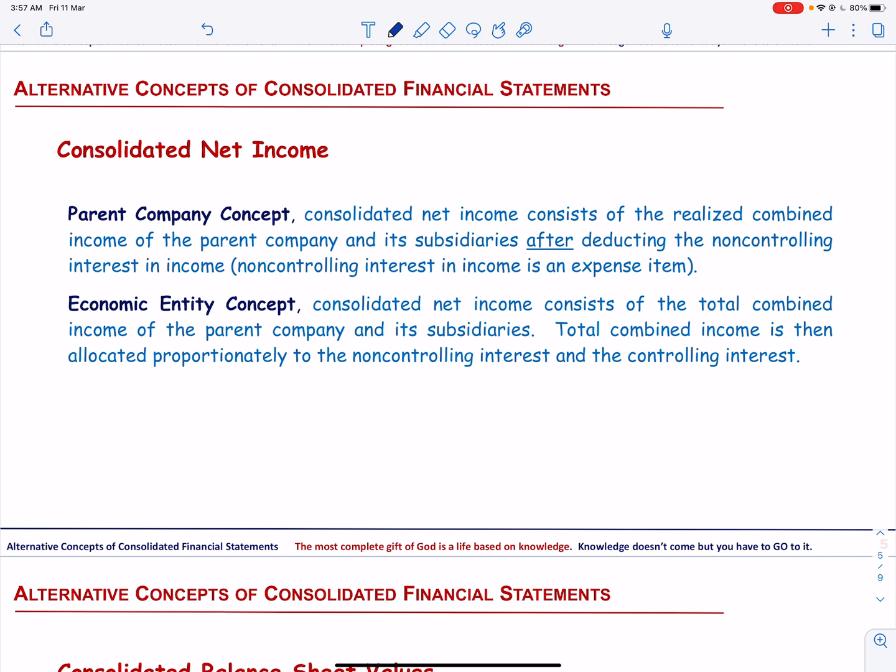Since the economic entity concept views the consolidated financial statements as those of a single economic entity, where it classifies the stockholders' interest as controlling and non-controlling interest, the consolidated net income combines the income of the parent company and its subsidiaries. After that, the income is allocated to the controlling interest and non-controlling interest proportionately. The non-controlling interest in net income reflects the share of the consolidated net income allocated to the non-controlling stockholders. Thus, the non-controlling interest in net assets is considered as a separate element of stockholders' equity. Let us now talk about consolidated balance sheet values.